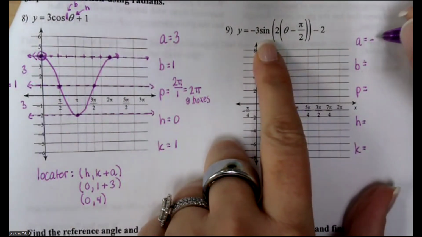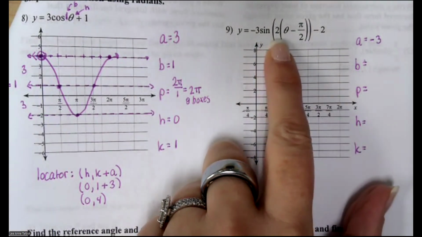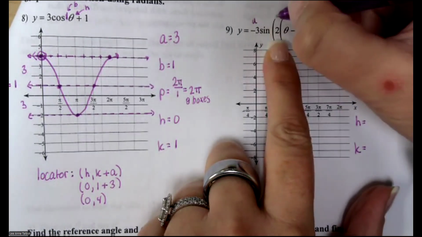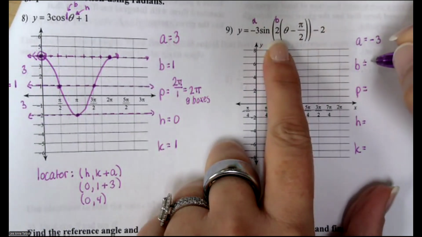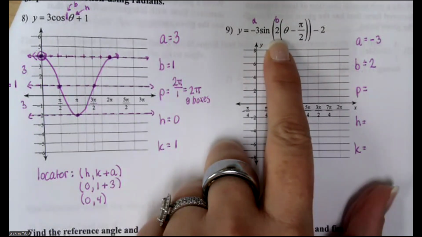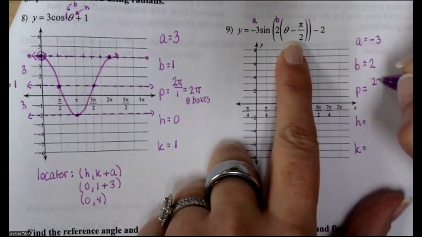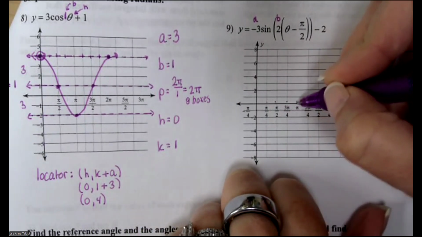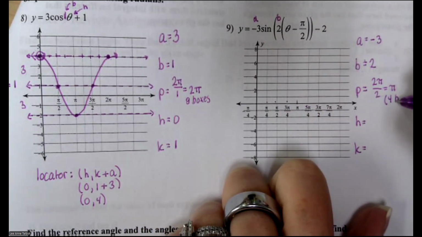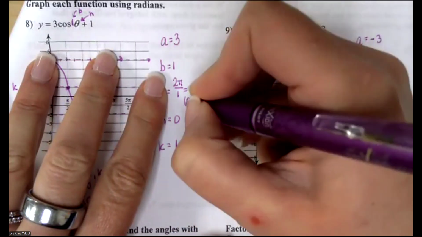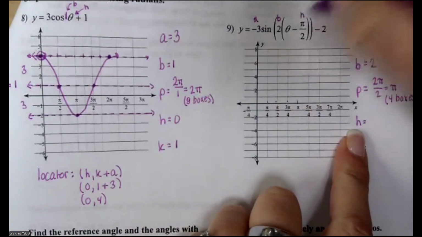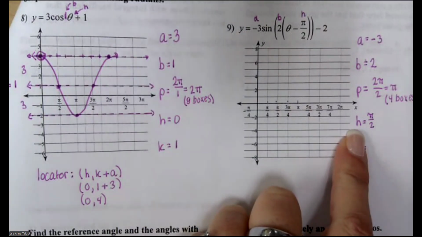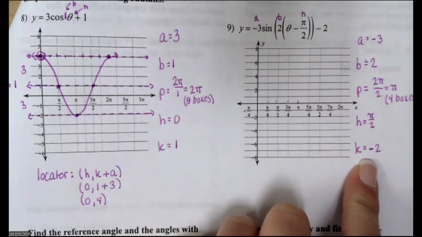Number 9, A is -3. B is 2. Period is 2 pi over 2, which is pi, which would be 4 boxes in this problem. H is positive pi over 2. K is negative 2.